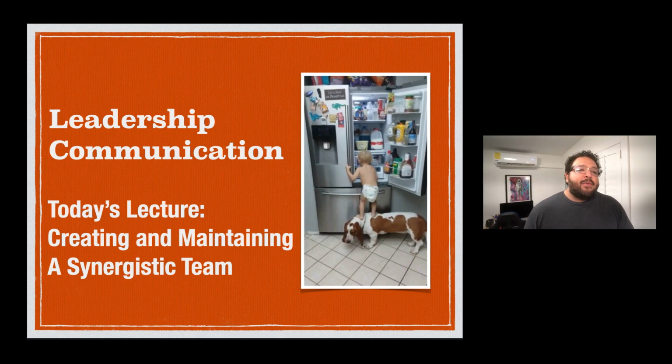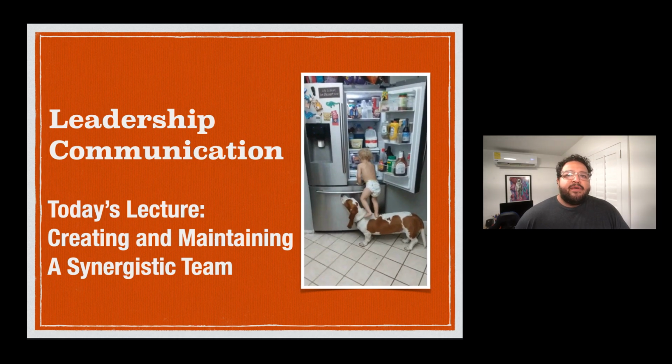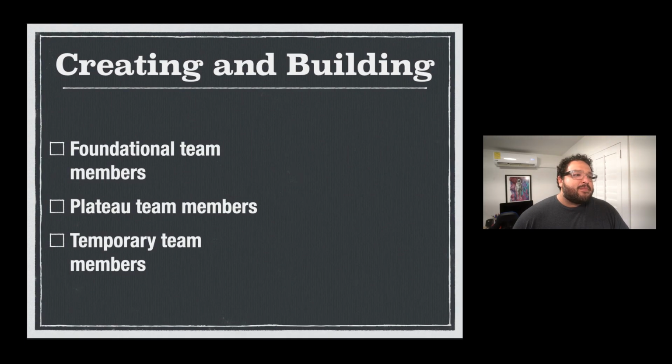So I like starting with this GIF because it highlights the idea of teamwork making the dream work. So typically when you're thinking about the different parts of an organization or the potential team members or employees that you would have, I've essentially thought about the fact that there are typically three different types of team members. We have foundational, plateau, and temporary.